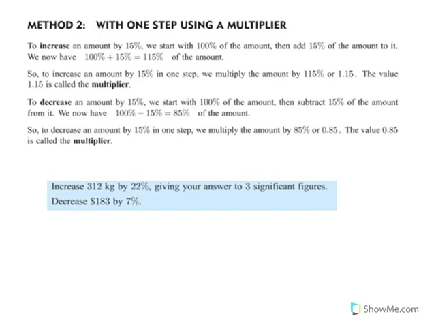In the previous page, we did this with two steps. If we want to use one step, we use a multiplier. For example, if we increase an amount by 15%, basically we're starting with 100 and we add 15, so we simply are multiplying the amount by 115%.